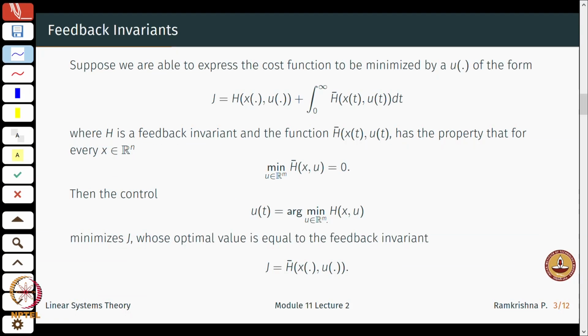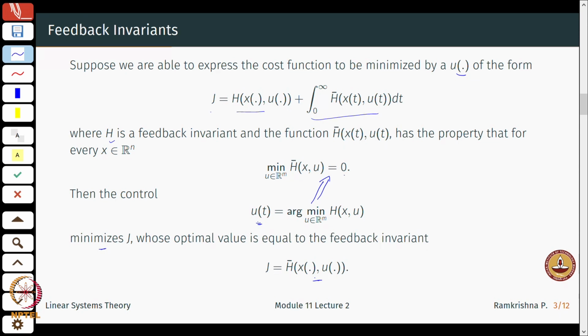Now, how do we derive the optimal control law from here? Suppose we are able to express the cost function to be minimized by a certain u in this form. J is the cost function to be minimized, h here is a feedback invariant, and the term in the integral is such that its minimum is 0. The control u of t that achieves this minimum also minimizes J, whose optimal value is equal to the feedback invariant.